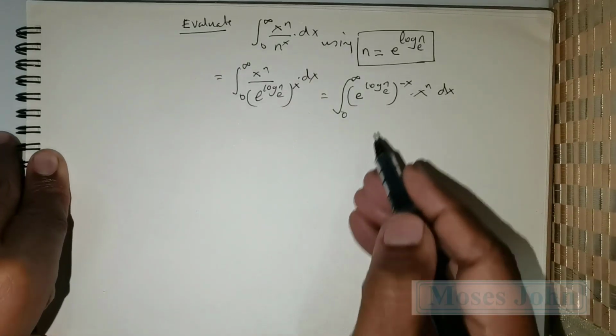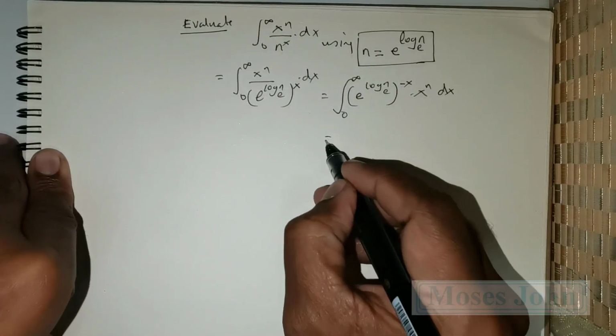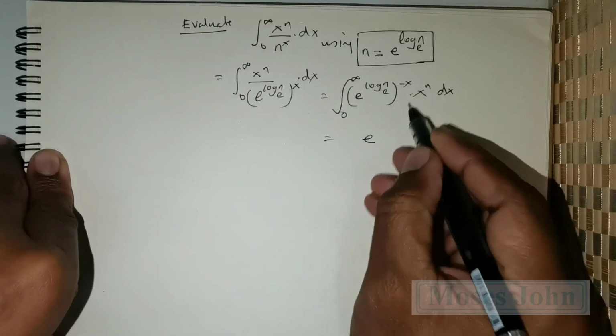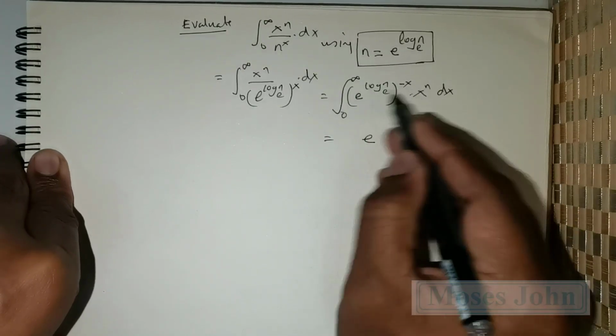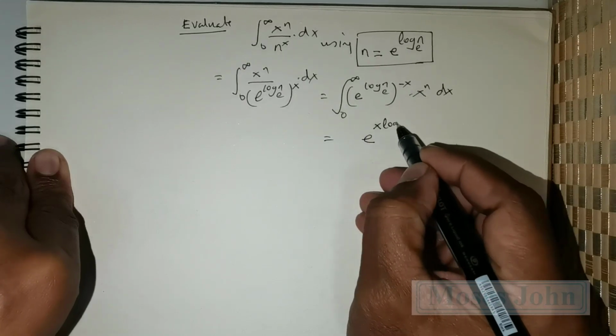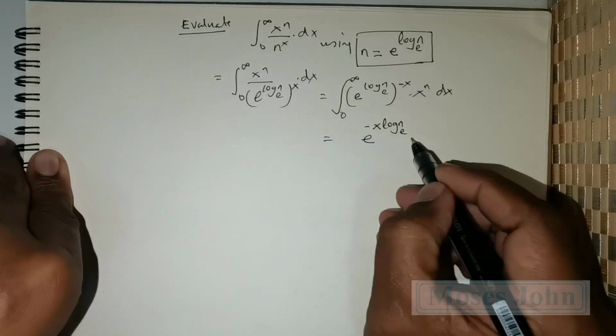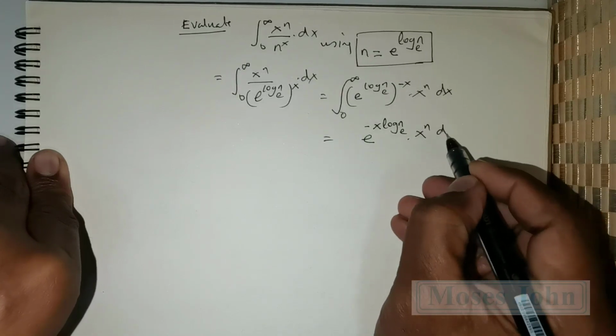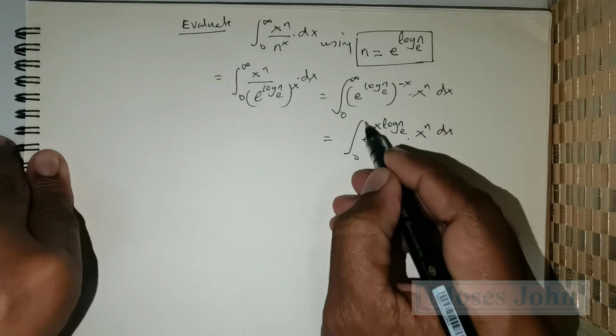Now I can further rewrite this as e raised to the power. Both of the quantities are exponents, so I can write this as e raised to the power negative x times log n to the base e, times x to the power n times dx, integral 0 to infinity.